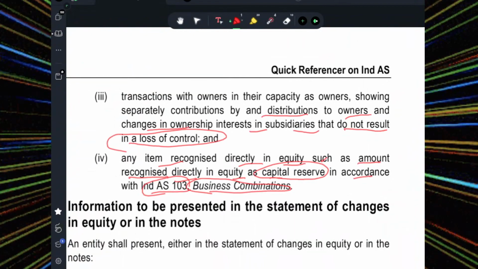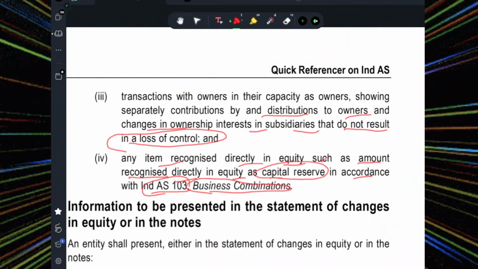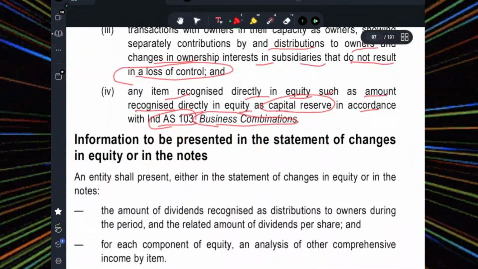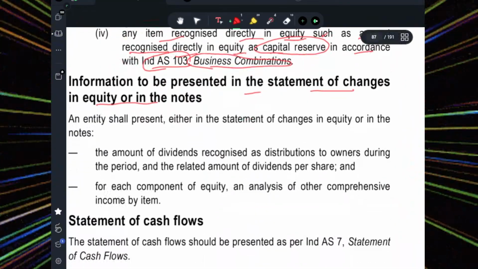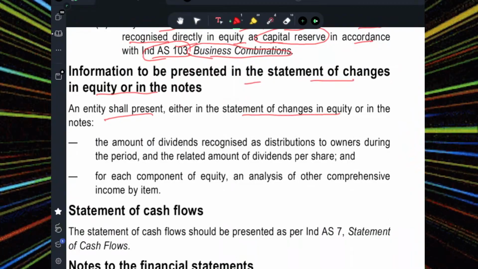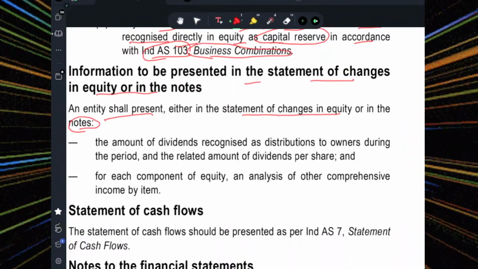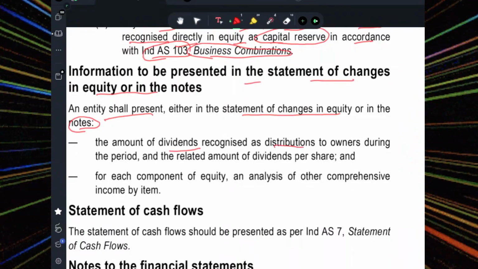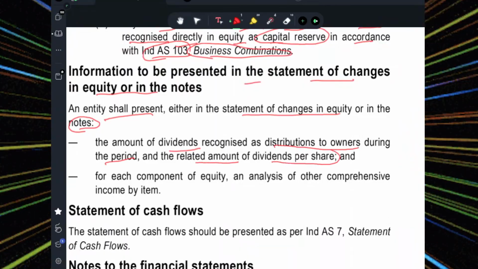As per the business combination, you should disclose all of these as per the statement of changes in equity. Information to be presented in the statement of changes in equity or notes: an entity shall present either in the statement of changes in equity or in the notes the amount of dividend recognized or distributed to owners during the period and the related amount of dividend per share.